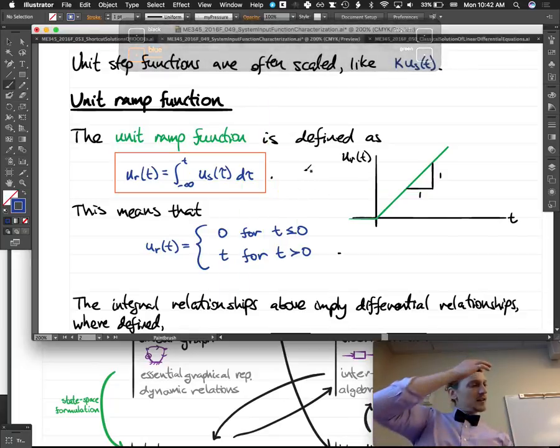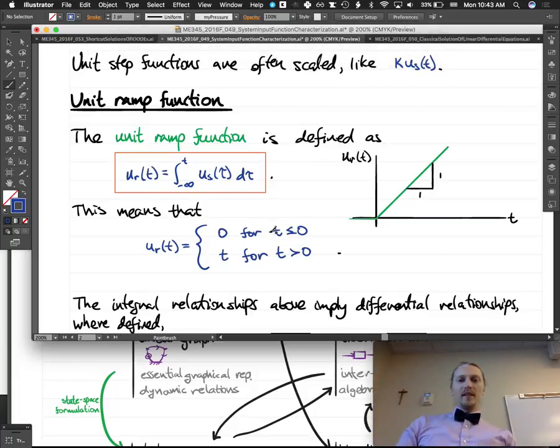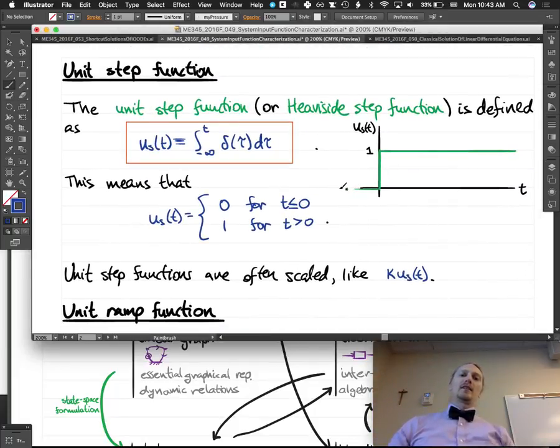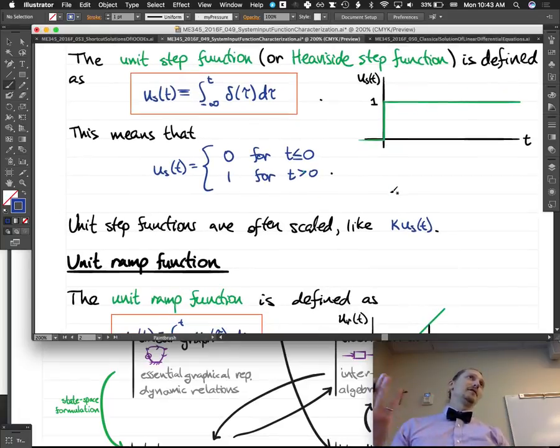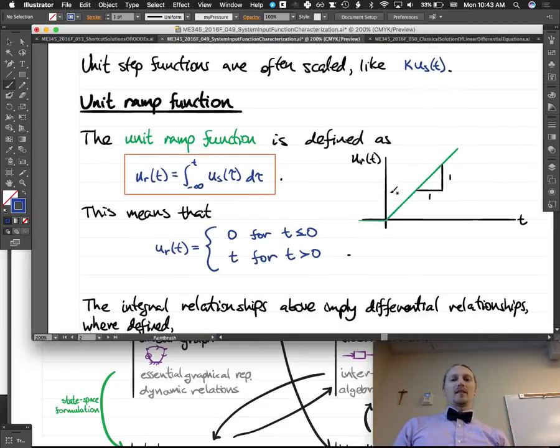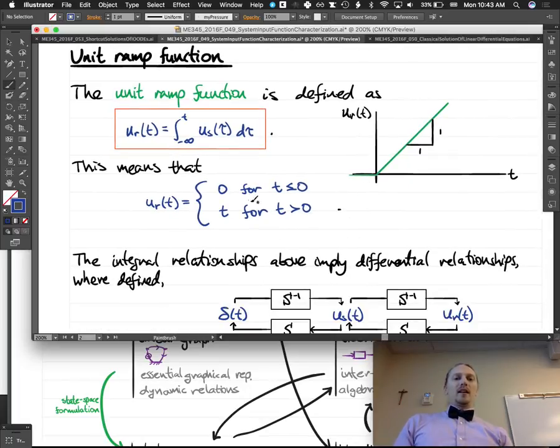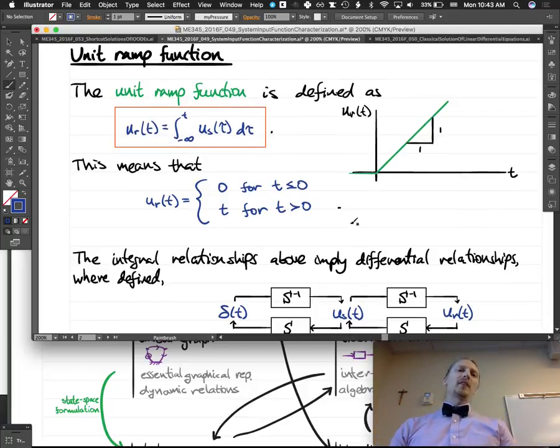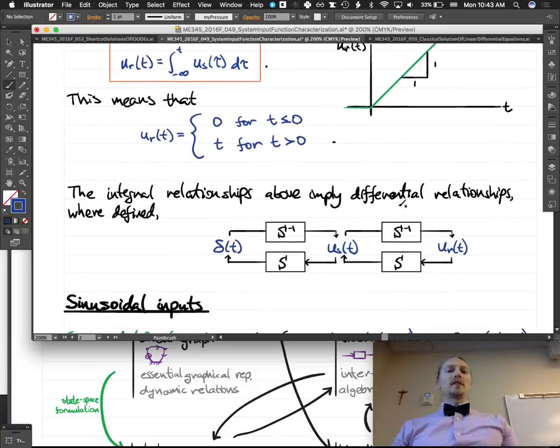Now, if you were to integrate this, 0, 0, 0, now we start adding little bits of area, right? And if you integrate a constant, it gives you a straight line that has some slope. So there's our slope. It looks like that. Pretty straightforward. This one's used the least, I would say, the unit ramp. The first two are used a lot. Ramp's used less.